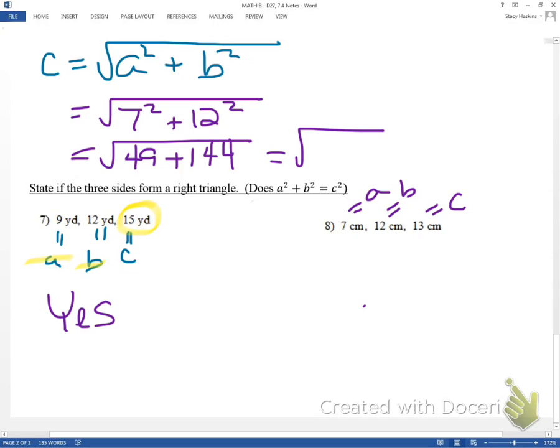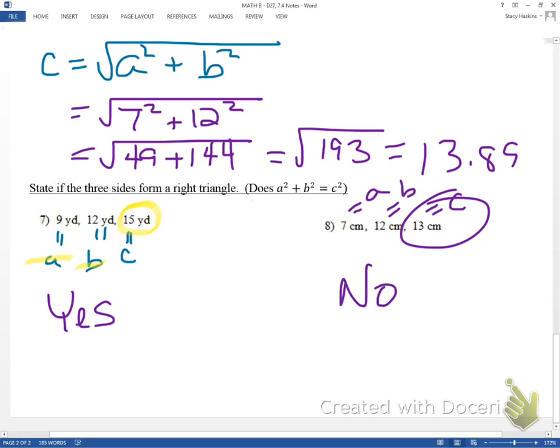Get the square root of 49 plus 144. I get 193. And you take the square root of that. And I get some really big long decimal, 13.89, whatever. Now this has to be exact for it to be a right triangle, because they said that C was equal to 13, not 13.89. Because those do not match, then no, number 8 is not a right triangle.